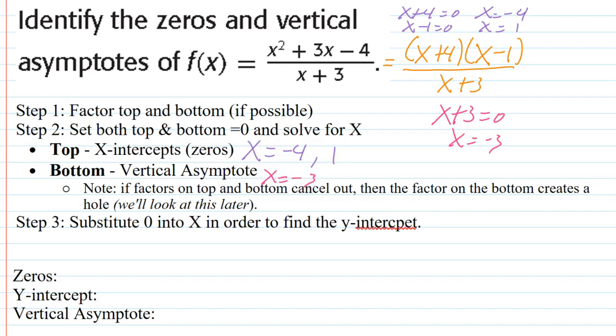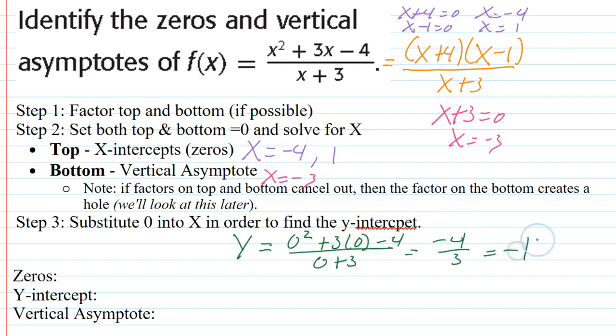On the bottom, I was able to get x is equal to negative 3, and that's going to be my vertical asymptote. Our next step will be to substitute 0 for x in order to figure out what the y-intercept is. And that's going to give me a y-intercept of negative 3/4. So our two zeros are going to be negative 4, 0 and 1, 0. Our y-intercept is going to be at 0, negative 3/4, and our vertical asymptote is at x is equal to negative 3. Remember, our vertical asymptote is a vertical line.